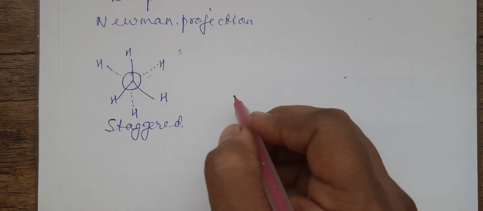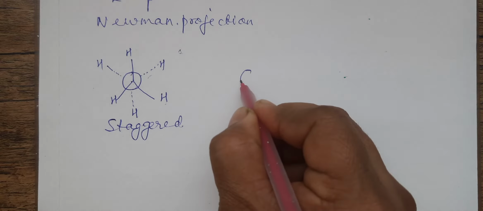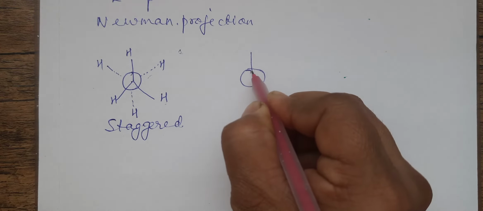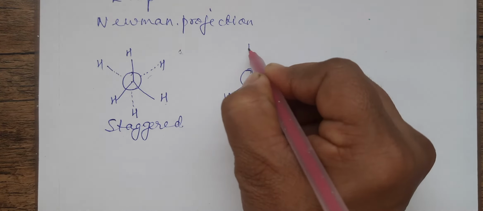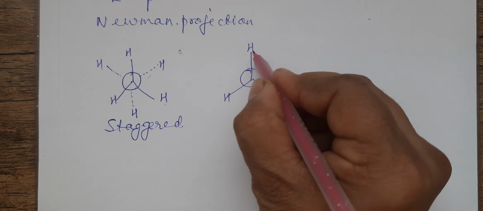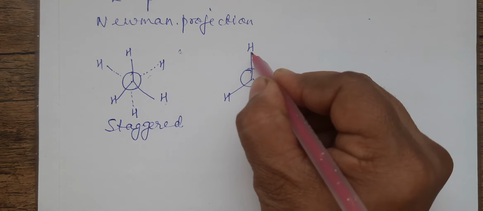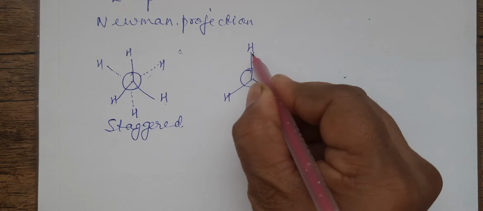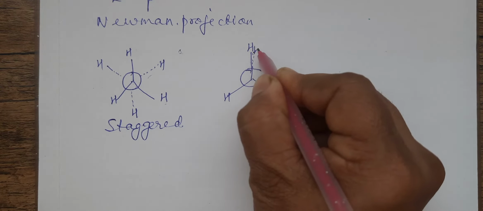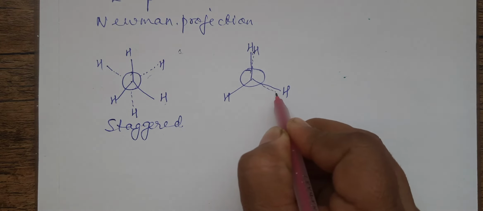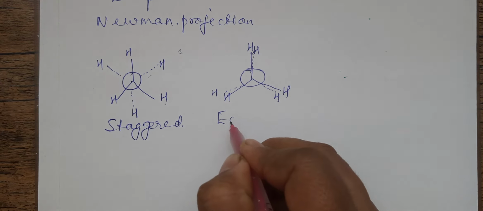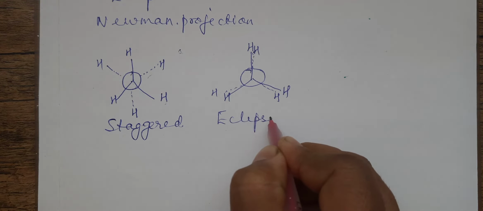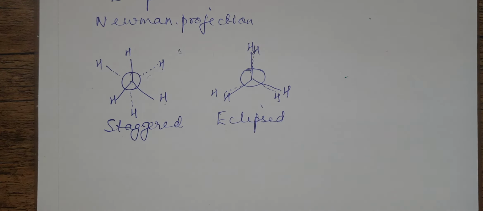If I have to show the eclipsed conformation, then I will show all the hydrogens of the front side carbon. Okay, and the back side ones are actually just behind it, so they're not visible, but we are going to show them with a dotted line just closer to it. This is the eclipsed conformation of ethane.